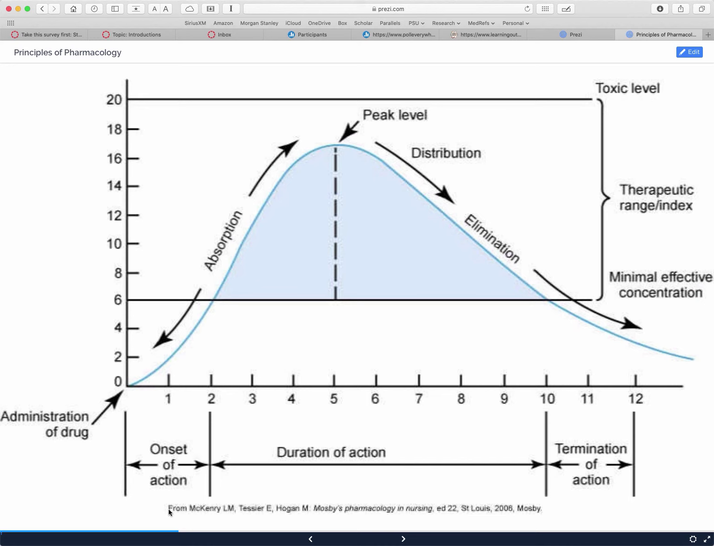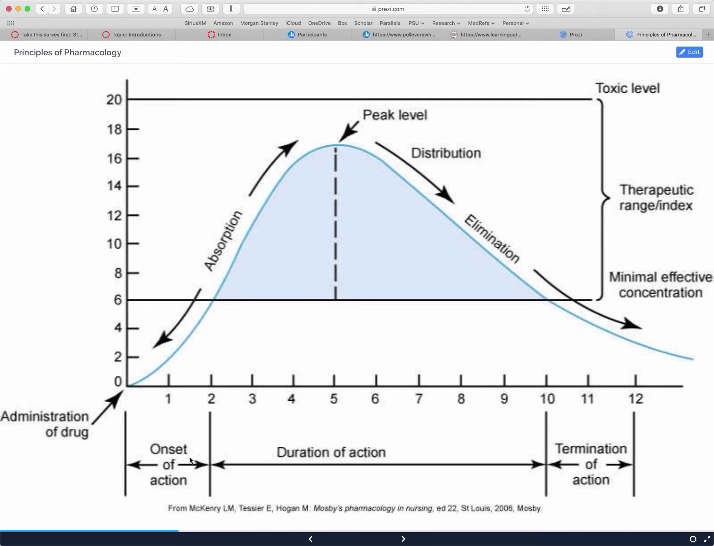One is the onset of action, so the time from dosing until it hits the minimum effective concentration. That's the onset of action. How long does that take? Most PO drugs, most but not all PO drugs, take 30 minutes or so. And that makes sense.